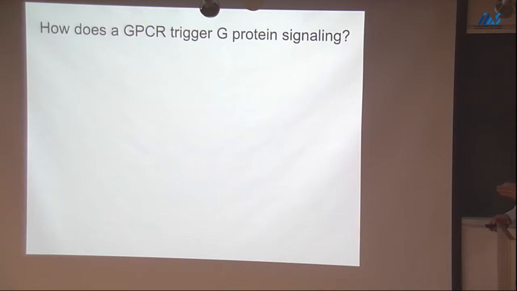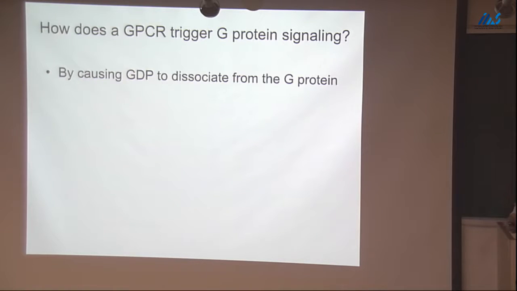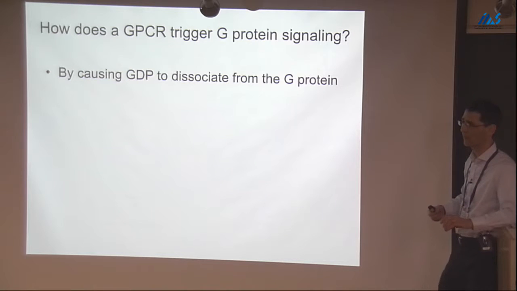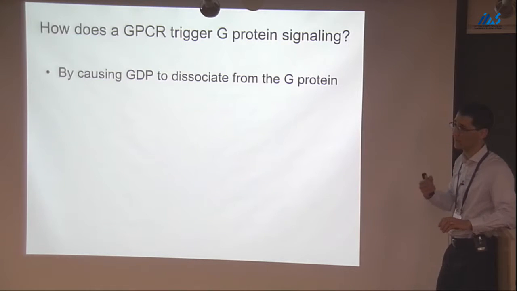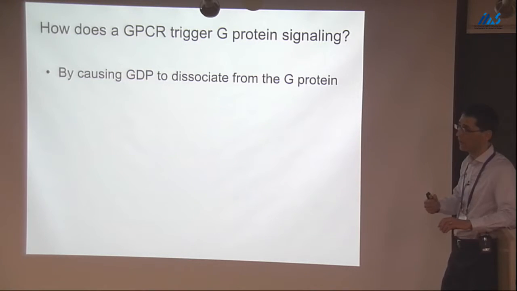The basic answer to that, and this is what you'll get from a biology textbook, and it's correct, is that the GPCR triggers G protein signaling by causing GDP to dissociate from the G protein. So the G protein, in its resting state, has GDP bound. The GDP can come off, but very, very slowly. Once an activated GPCR binds, the GDP comes off many orders of magnitude more quickly. And then once the GDP comes off, a whole bunch of other things happen.